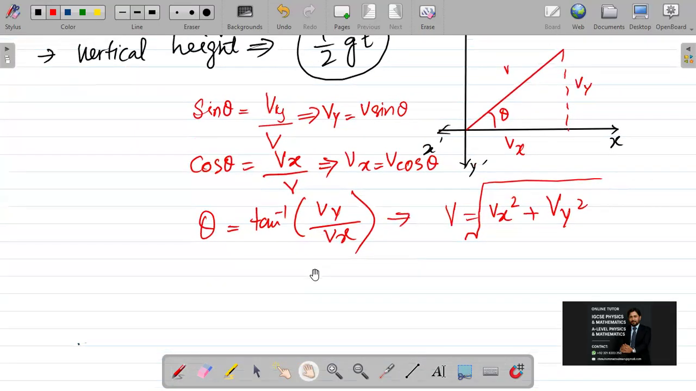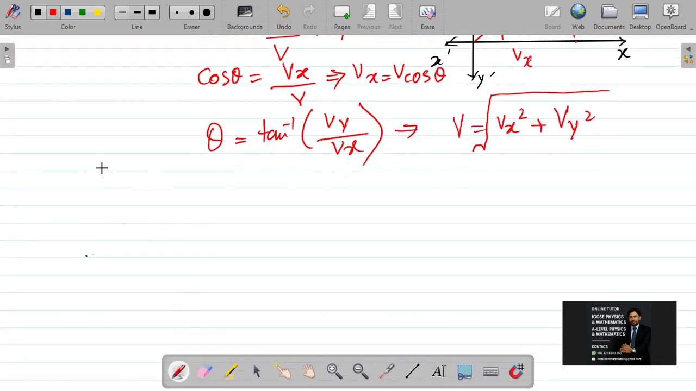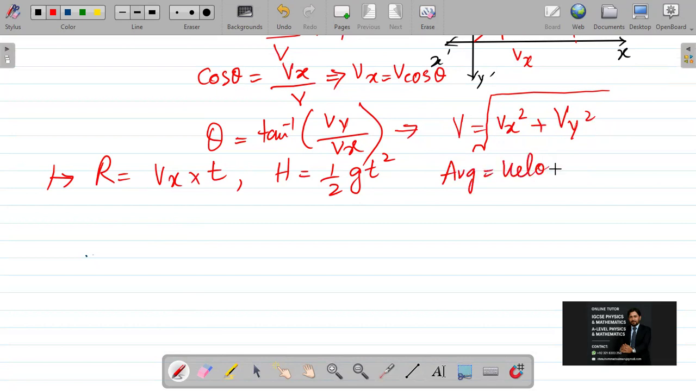And remember that while doing the A-level papers, we will need only the equations of motion. For horizontal displacement, that is range, you use Vx multiplied by t. And for height of projectile, you use half g t squared. So both will be used. And for average velocity, you use the Pythagoras theorem to calculate average displacement, and later on divide by total time. So when average velocity is being calculated, never simply add the horizontal and vertical displacement components when the downfall of the object is being observed.